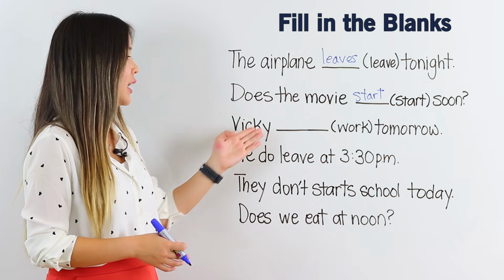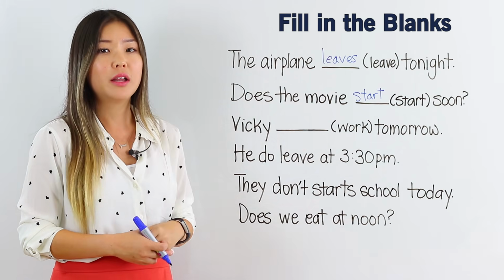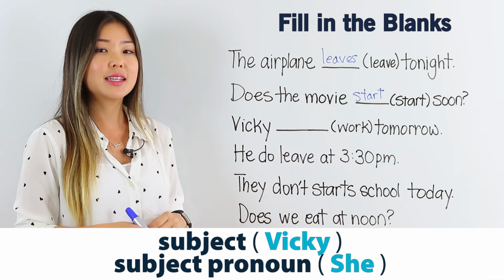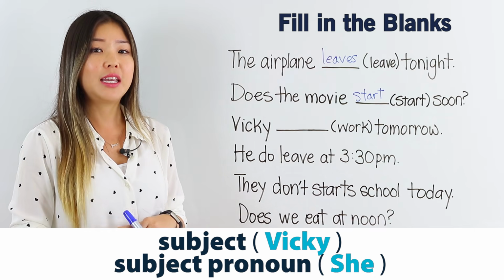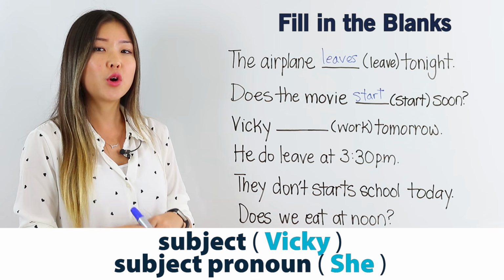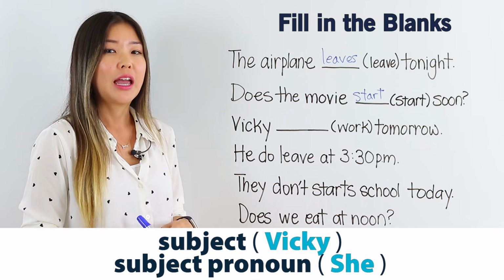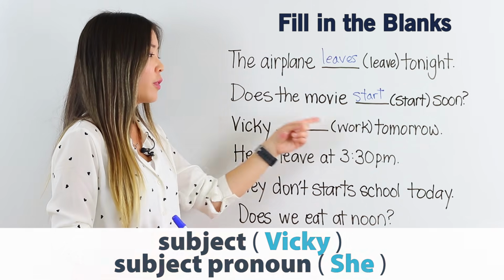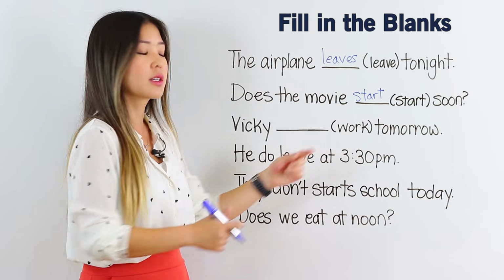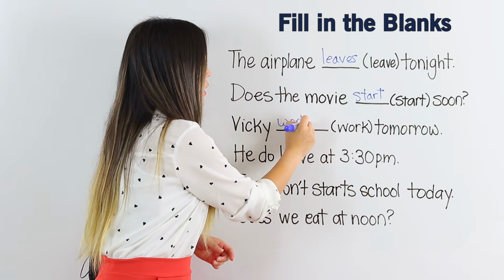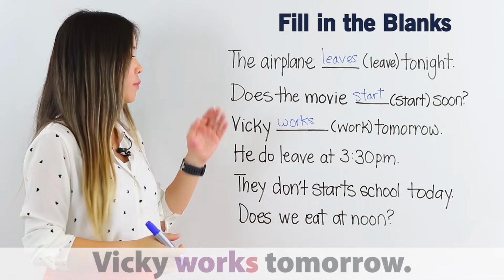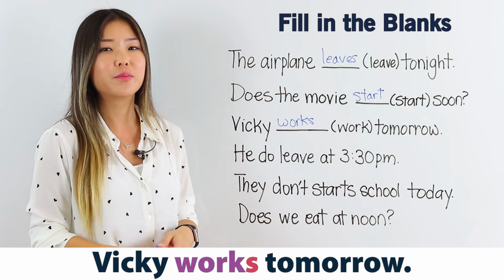Finally, it says, Vicky blank tomorrow. The subject of this sentence is Vicky. Vicky is a girl, so the subject pronoun is she. You'll remember now that in this case, we put works. W-O-R-K-S. Works. Vicky works tomorrow.